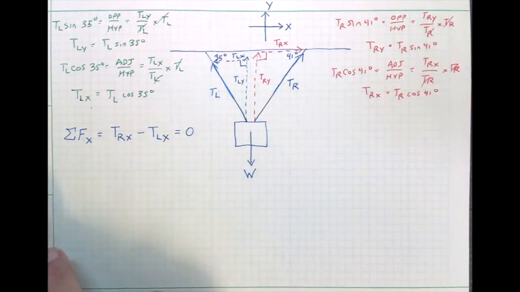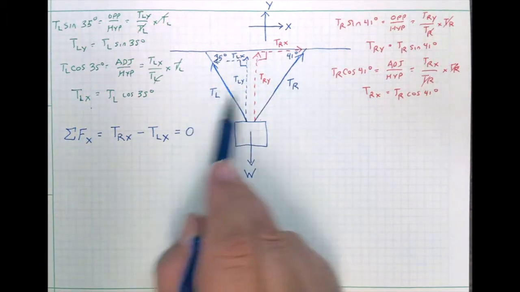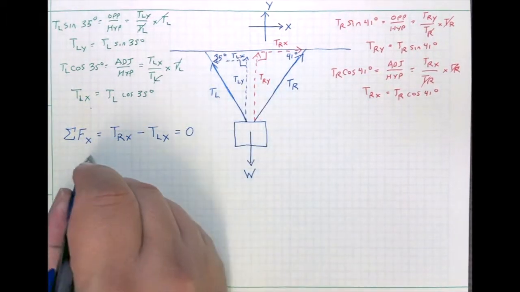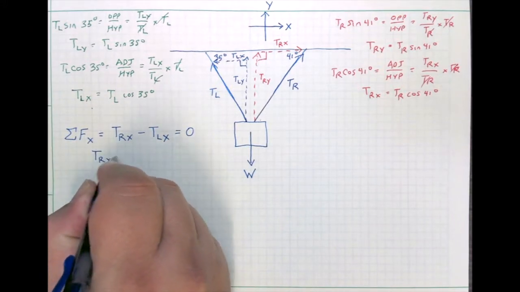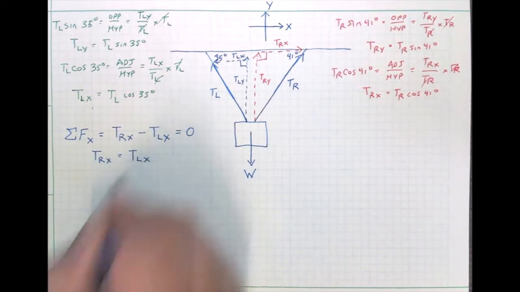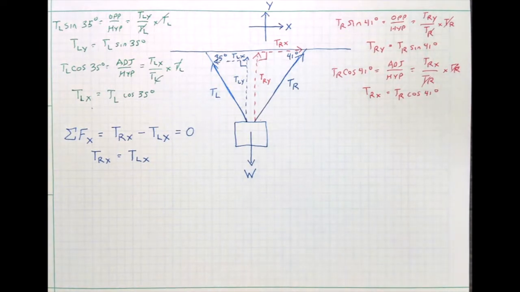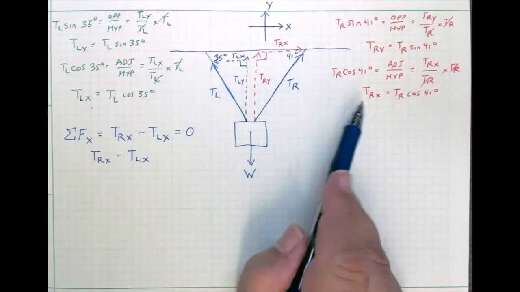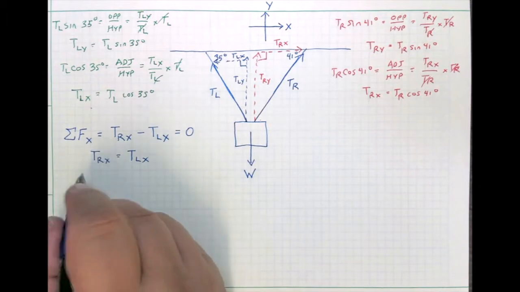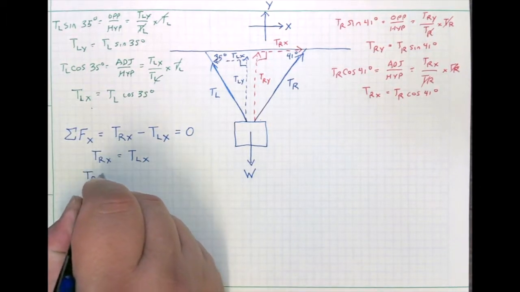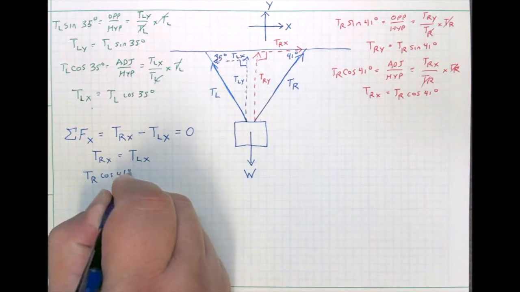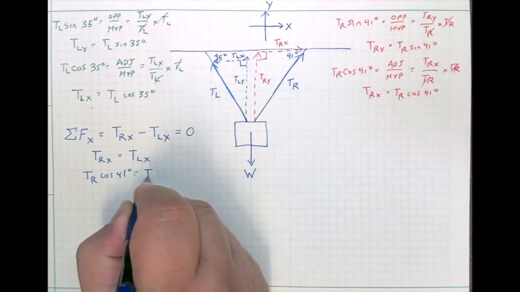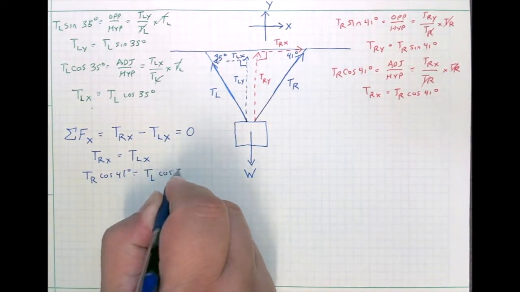This can only be true if the two components are equal to each other. Notice, this does not mean that TL equals TR. No, it just means that TRX equals TLX. The x components are equal. This does not necessarily mean that the forces themselves are equal. Let's take a look. Going up here, we look at our formulas for the two x components. We put those formulas in for TRX and TLX.